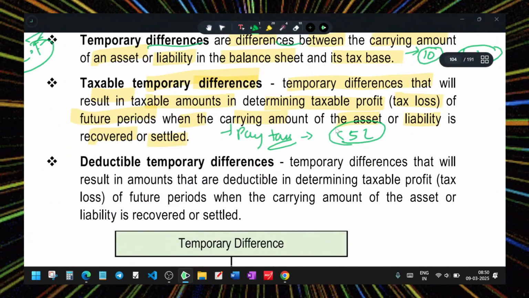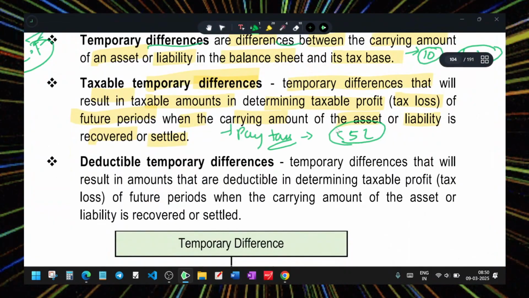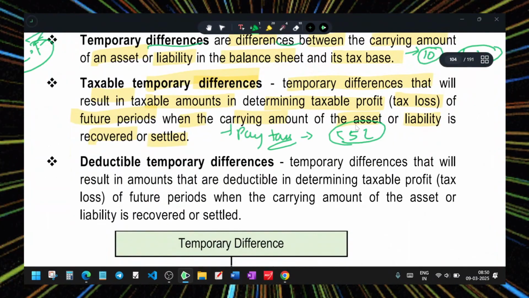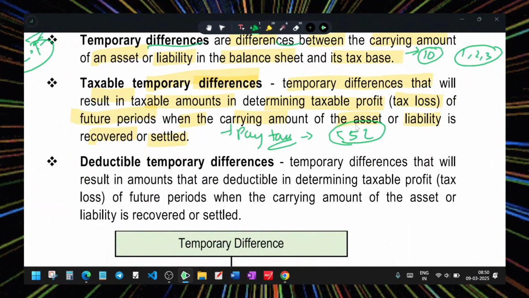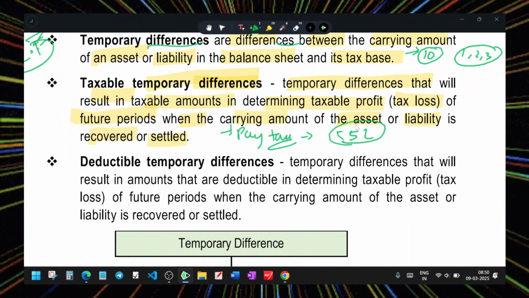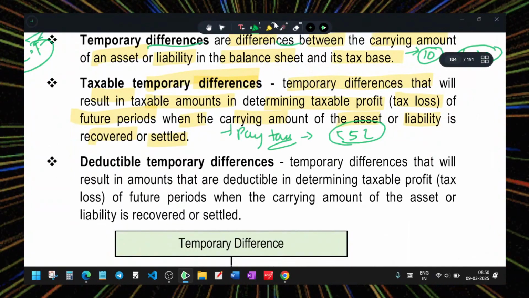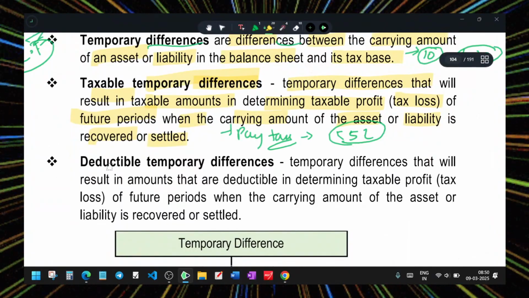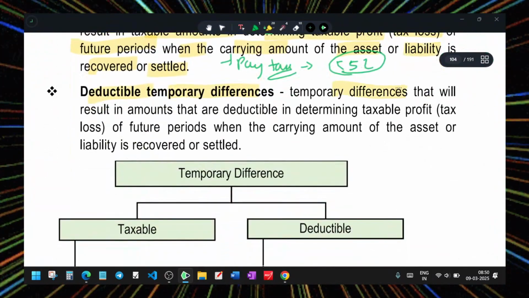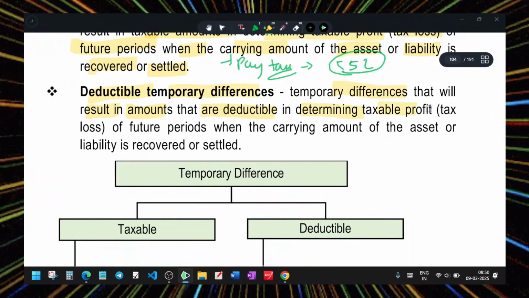But fortunately, our chartered accountant and lawyer combined their brains and waived off this amount. So the contingent liability has been closed. So how will you deal with it? That's a temporary taxable difference. Then deductible temporary difference. What is a deductible temporary difference? The temporary difference that will result in amounts that are deductible in determining taxable profit.